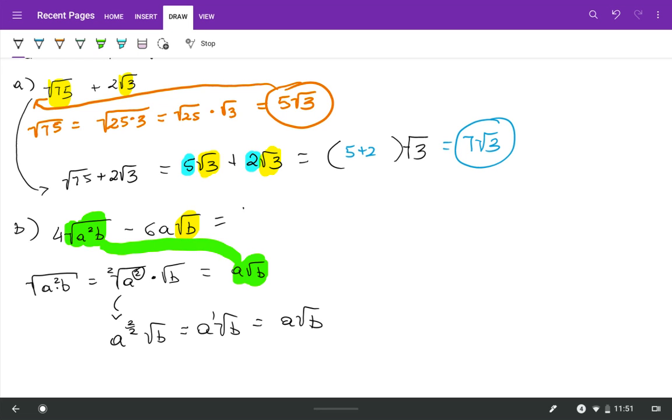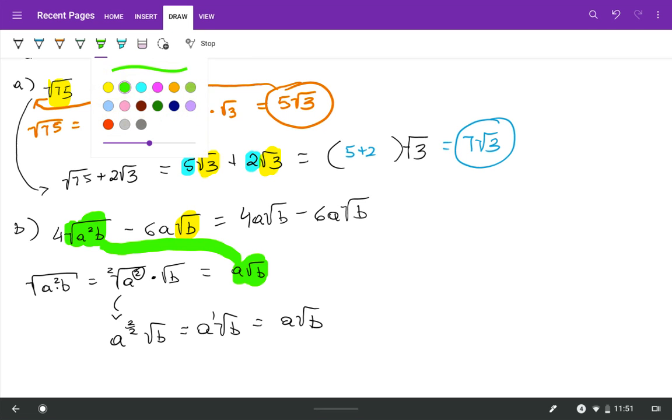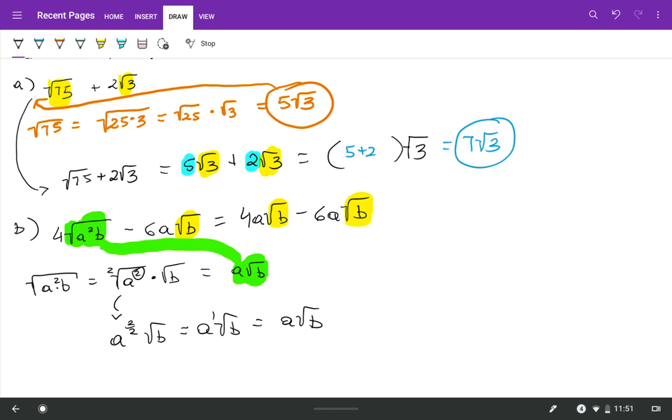So we have 4 square root of a square b, it's the same as 4a square root of b minus 6a square root of b. Now we can subtract them because we have like radicals. They both have square root of b. So use the distribution property, move square root of b outside of the parenthesis, and we will just subtract the coefficients, which is 4a minus 6a.